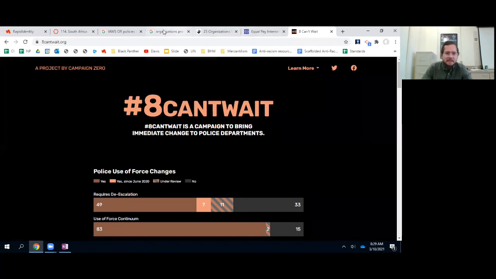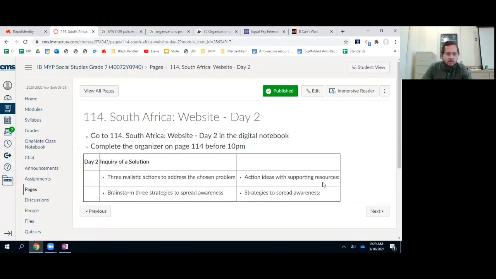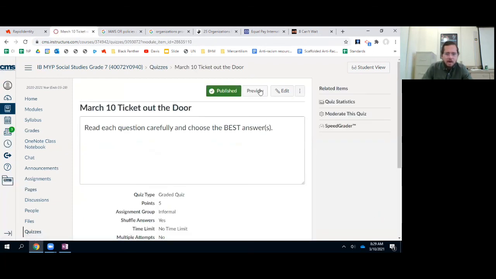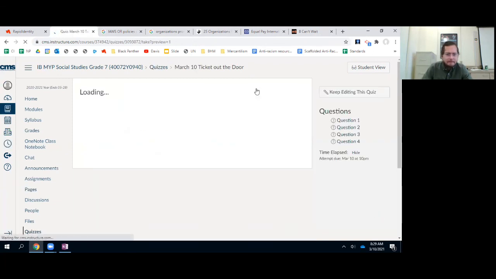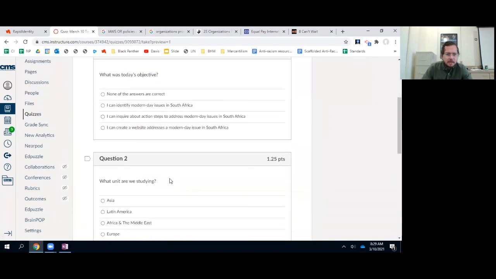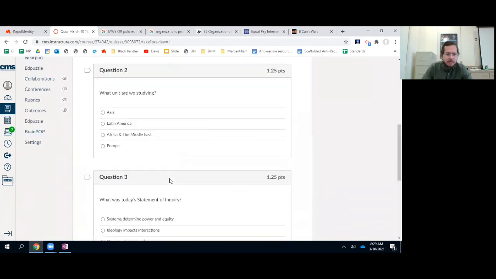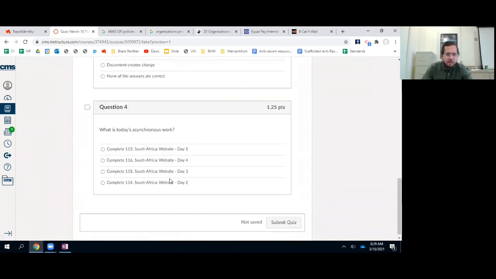Let's go to the ticket out the door, and then I'll give you the rest of the time to work on this. Go ahead and complete the ticket out the door now. Everything should be good to go: objective, unit, statement of inquiry, and then the asynchronous work.